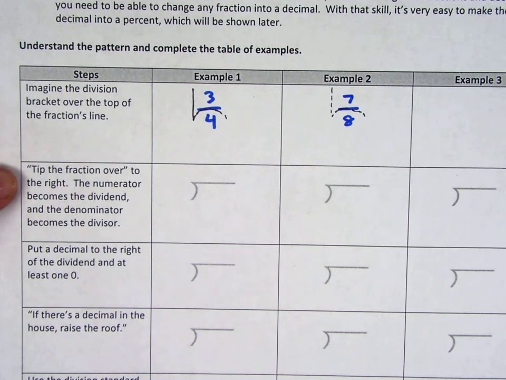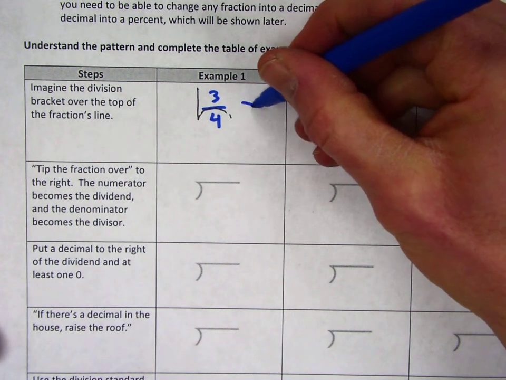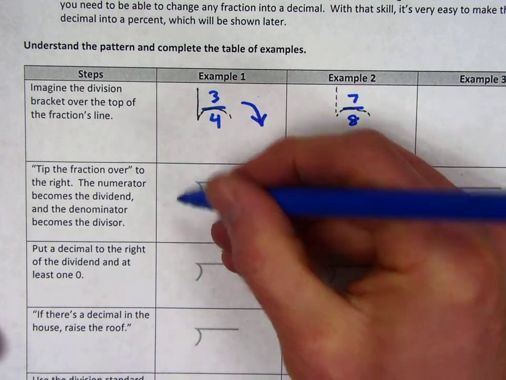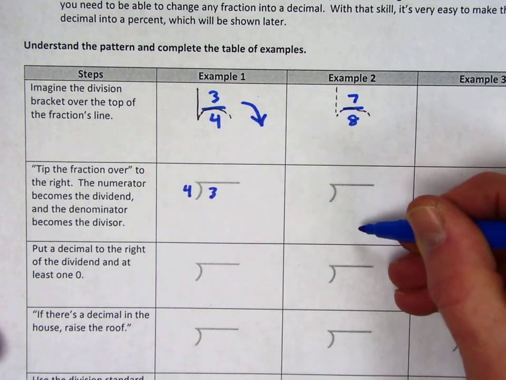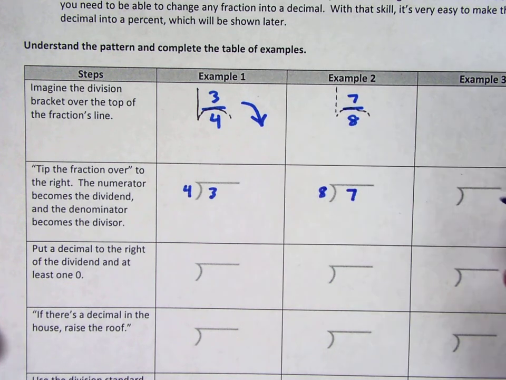The second step says tip the fraction over to the right, so rotate it to the right. The numerator becomes the dividend, and the denominator becomes the divisor. Obviously a lot of math terms there, but what we're doing is turning it sideways. So that means the 4 would be on the outside, and the 3 would be on the inside. The 8 would be on the outside, and the 7 would be on the inside.